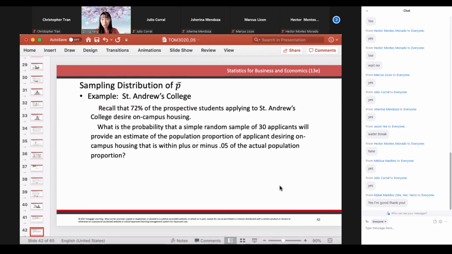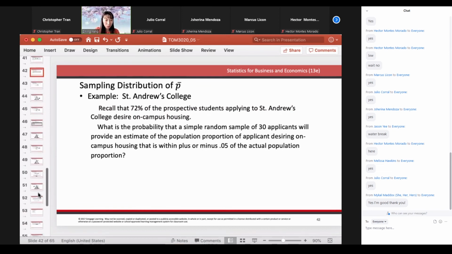In other words, we're asking ourselves, what is the probability that a simple random sample of 30 applicants will give us a proportion between 0.67 and 0.77? How likely is our sample proportion to be close enough? Is it 90% of the time, or 50% of the time, or 10% of the time? So we're still trying to figure out the probability between 0.67 and 0.77.